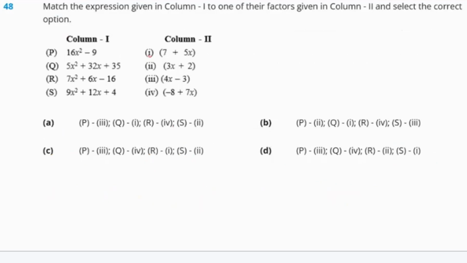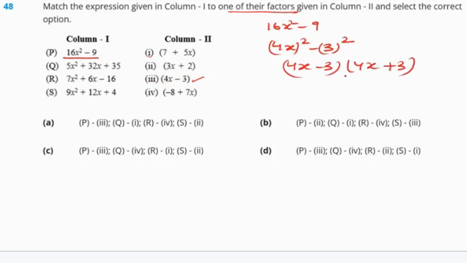Now the next question says we need to match the following. Now 16x square minus 9 we can write in the form of 4x square minus 3 square. Correct? A square minus B square, we can write it in that form. So we are getting 4x minus 3 and 4x plus 3, and one of the factors is given to us, that is 4x minus 3. So that will be option number 3 only. We can put it over here.